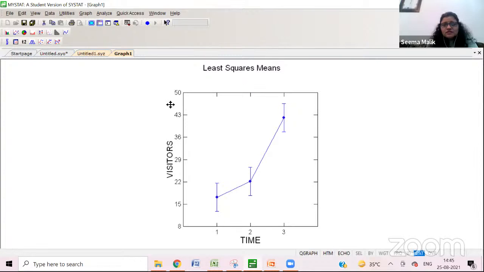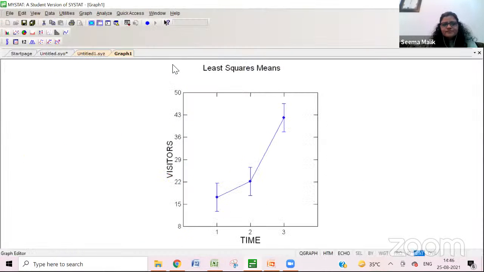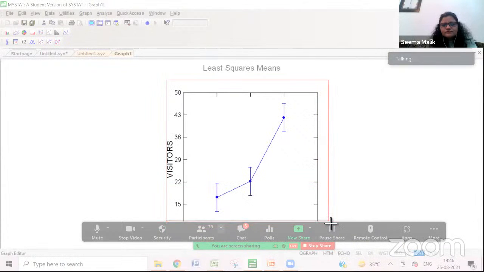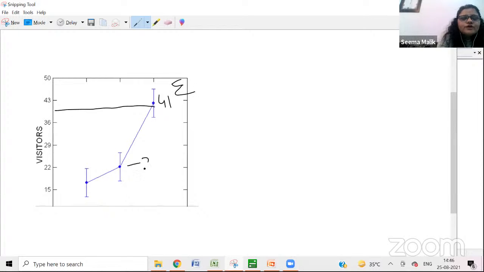So these are the visitors. I'm taking this diagram to the board. Okay, this is the board. I think the board is visible to you all. So how many persons are there? Near about 41 persons are in the third category, evening, around 22 are at noon, and 17 are in the morning.